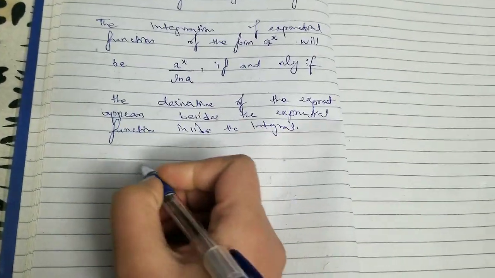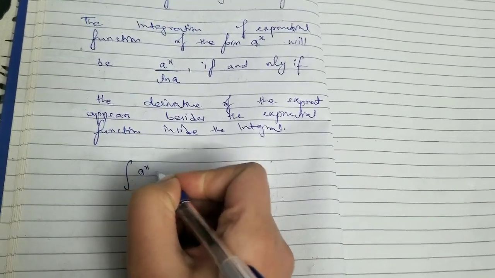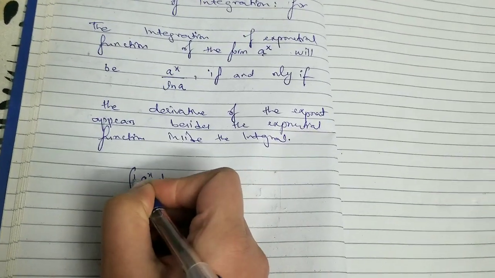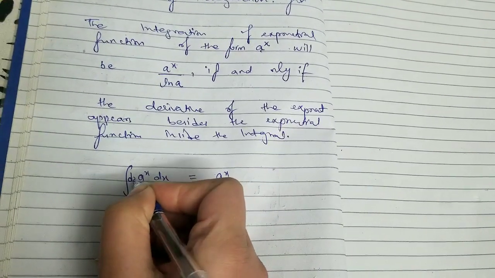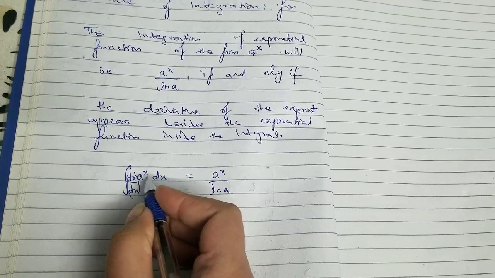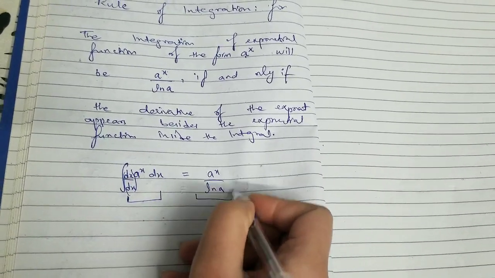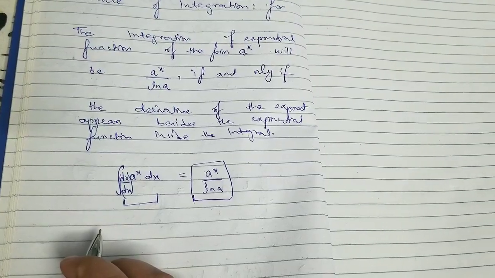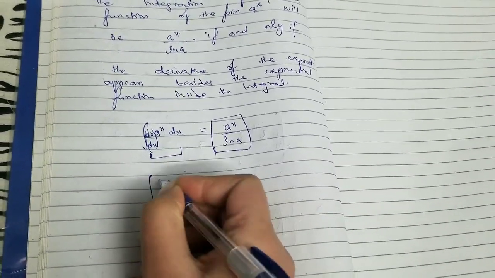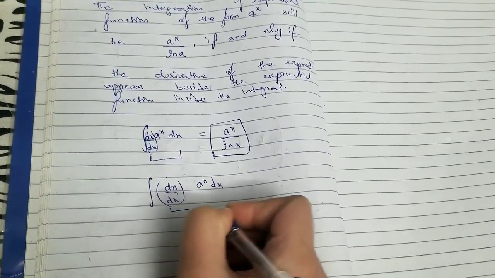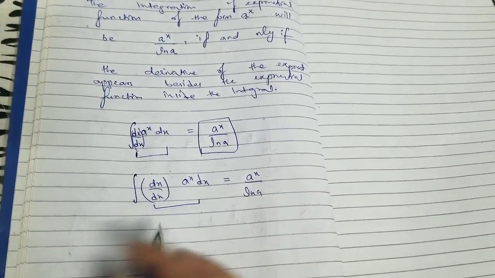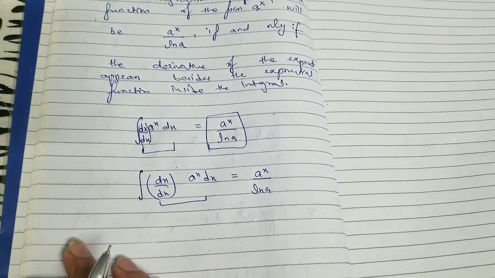Okay, we can write it in the integral form in that way. If the derivative of the power, x here, dx by dx, appears besides the exponential function, that is why we can write it as equal to this. Otherwise we cannot write it like that. Only if the derivative of the power appears besides the exponential function inside the integral will its integration be equal to a to the power x over natural log of a. Let us discuss it in further detail.